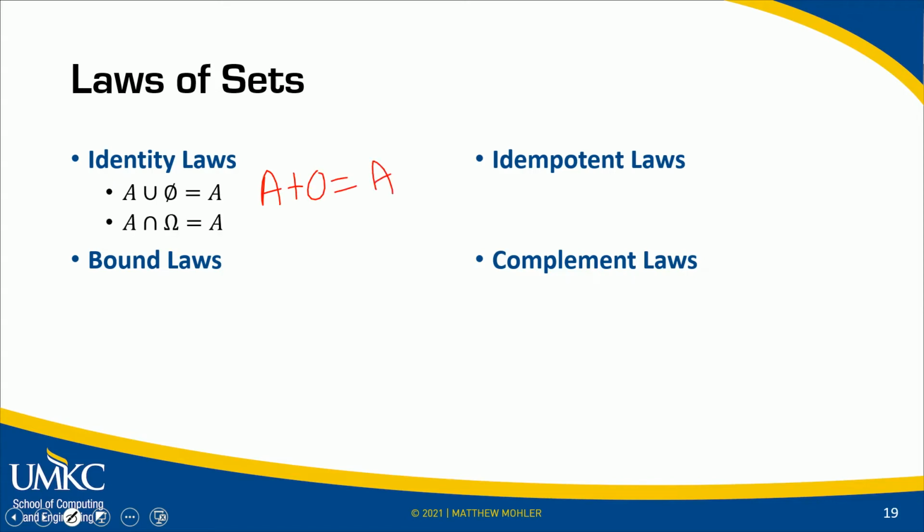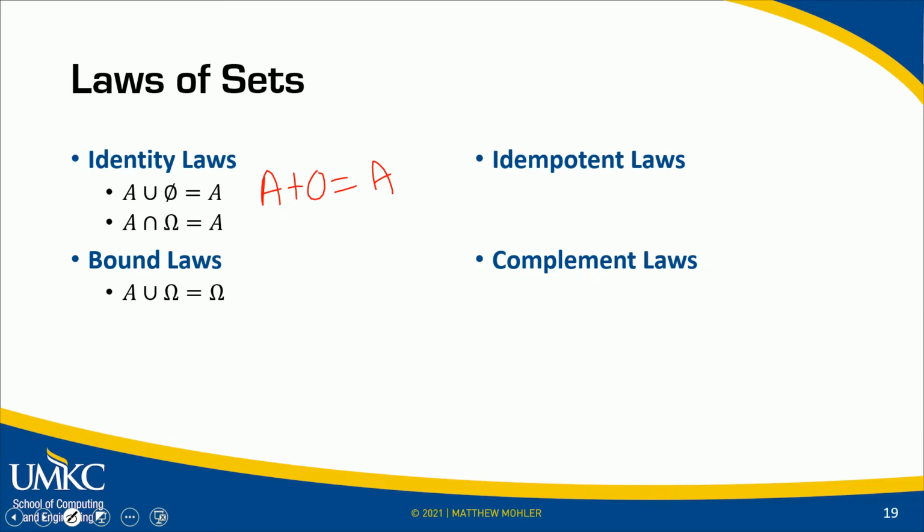The other identity law is that A intersected with omega is still just equal to A. Again, omega, based on some of our axioms of probability, we know that omega is everything. It is equal to 1. And so when we say, give me the combination where I have both what's in A and it also has to be in everything, well, saying that it's also in everything is pretty much irrelevant. You're already limited to just that which is A.